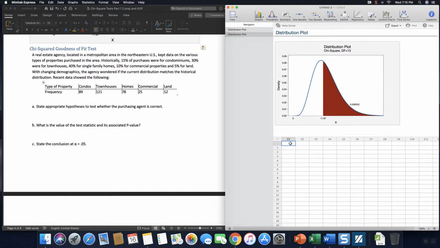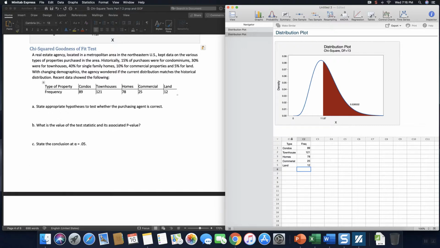So I'm just going to use the word type for type of property. So I've got 5 types: condo, townhouse, homes, commercial, which I have a hard time spelling, and land. Land ho! I have just made the same joke in both videos. That's awesome. Anyway, so I want to keep track of my frequency over here, or how many of each of these there were. So there was 89 condos, 121 townhomes, 78 homes, and then 25 commercials and 12 lands.